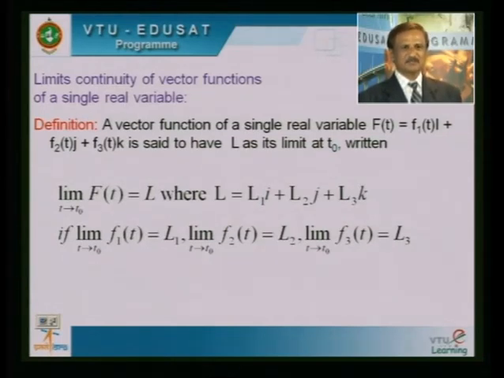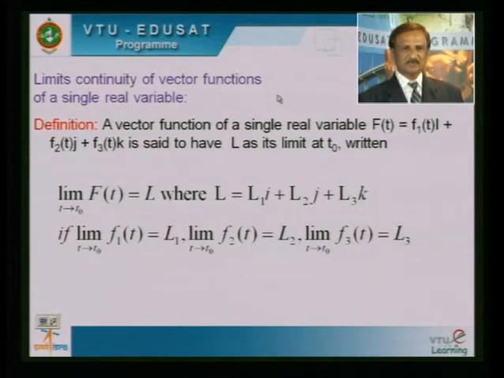For example, here I have considered a vector function of a single real variable, f of t is equal to f1(t) i plus f2(t) j plus f3(t) k, which is said to have L as its limit at t naught. It means that f of t is a function containing only a single real variable, that should be known.